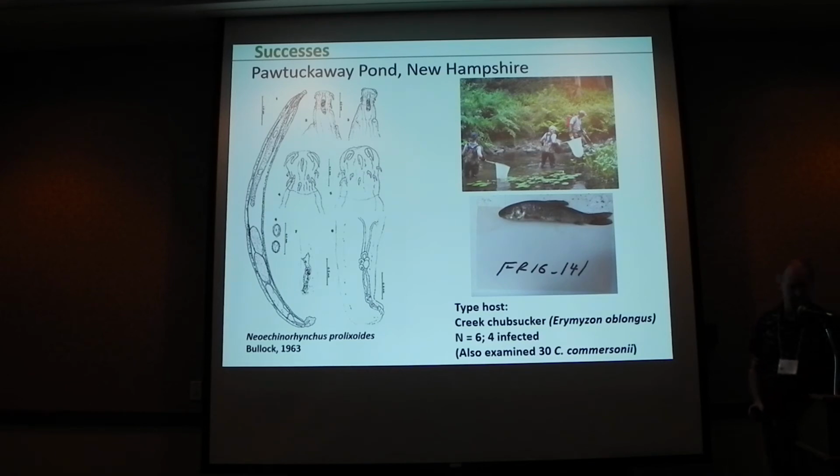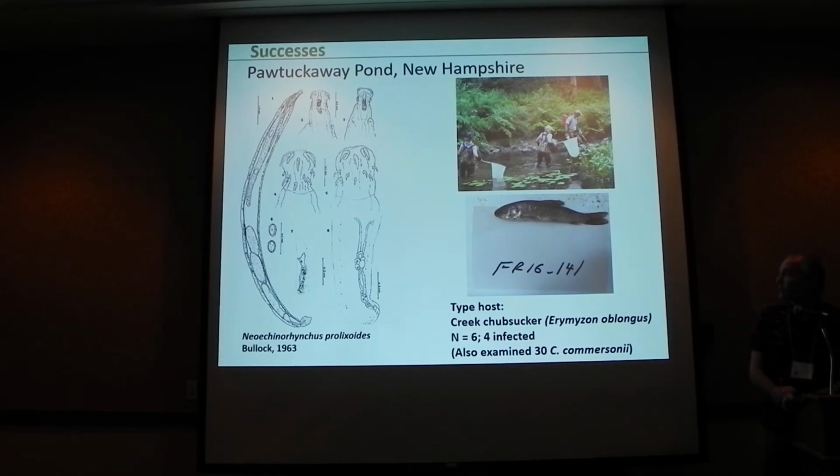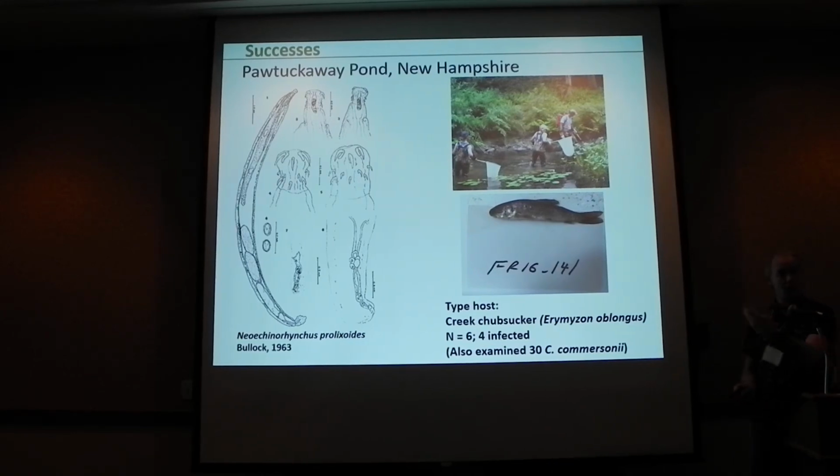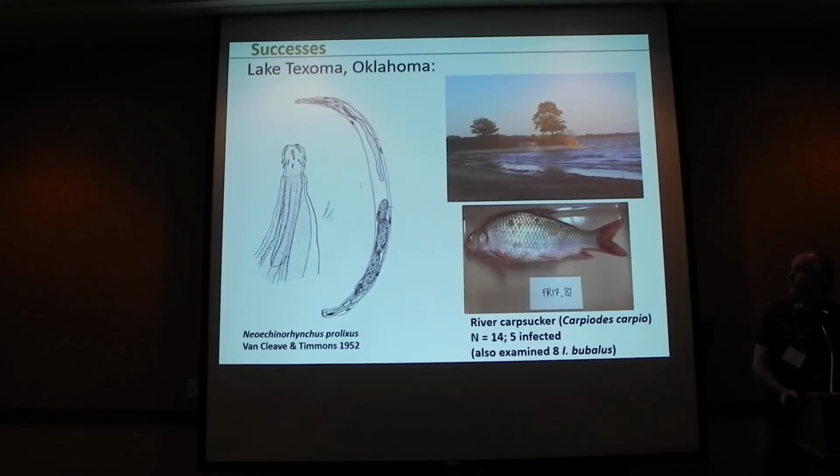Okay, so I'll just run through some of these sites. First stop was in New Hampshire, Pawtuckaway Pond in southeast New Hampshire, and our target, the type host, creek chubsucker. This is a catostomid that you don't see a lot of, and we were pretty happy to get 6, and 4 of those were infected. It was a lot easier to get the 30 white sucker in those streams, but those were infected with a particular species called Neoechinorhynchus prolixoides, described in 1963 by Bullock. We collected those for both morphological and molecular study. That's the general plan in each of these trips.